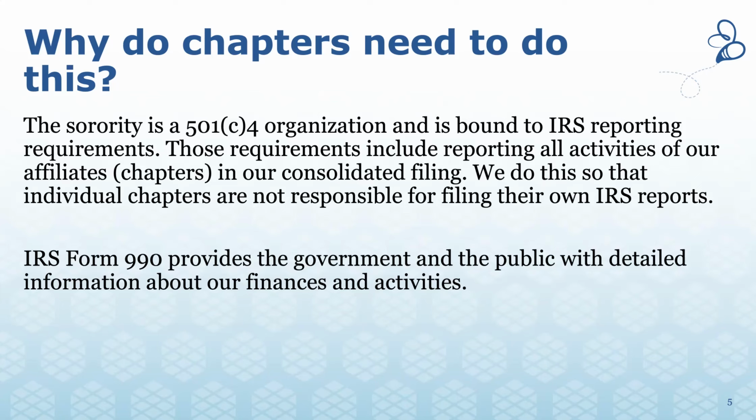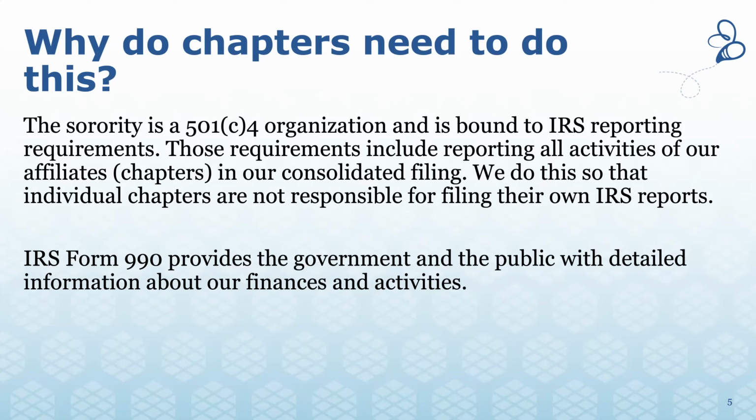So let's talk a little bit about a consolidated filing. Technically, each chapter is also a 501(c)(4) organization and is a tax exempt organization, but we have a group tax exemption. This means that our tax exemption as Omega Phi Alpha National Service Sorority includes all of the chapters, which are also Omega Phi Alpha National Service Sorority. Many of our chapters, I would say the majority of them, have their own tax ID number. And they could file a 990 on their own if we didn't have a group exemption.